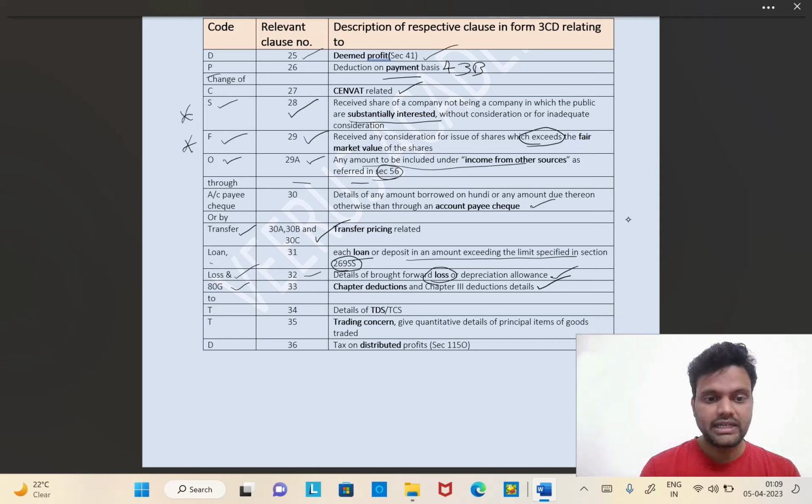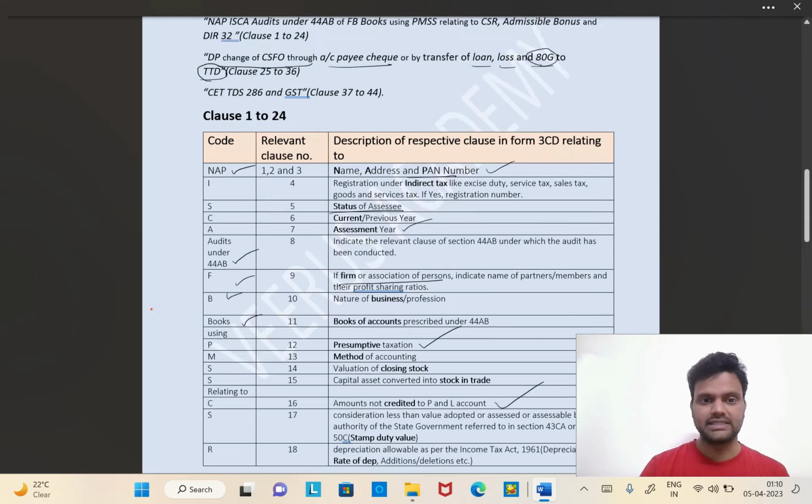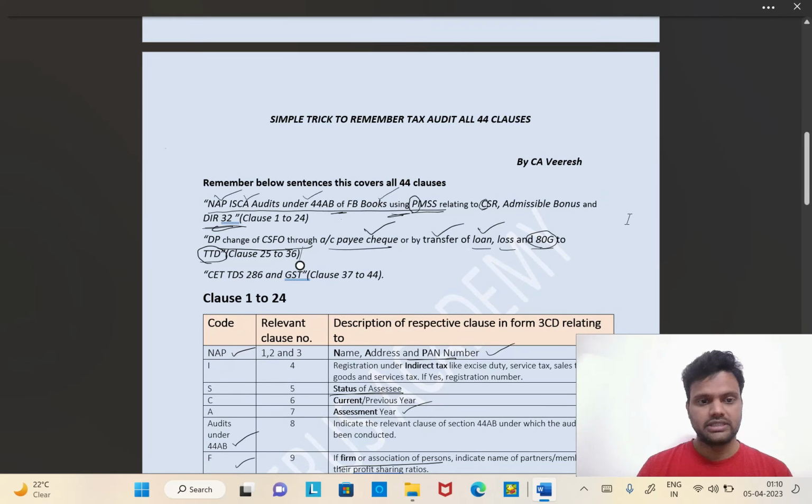Now TTD. What does TTD mean? T means details of TDS or TCS. Again, another T means trading concern. Give quantitative details of the trading concern. If it is a trading concern, then D. D means distributed profits as referred in section 115O. Distributed profits. That is called TTD. So this is the code, and this is the explanation. And I will again go to this sentence: DP change of CSFO through account payee cheque or by transfer of this loan, loss and ATG to TTD. That is what the clause is.